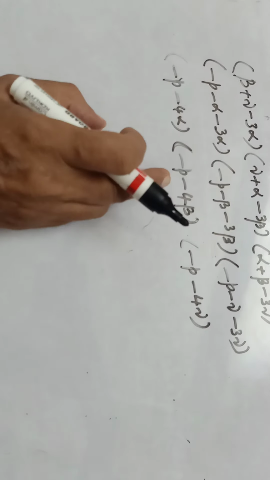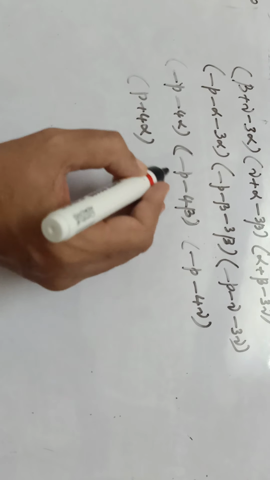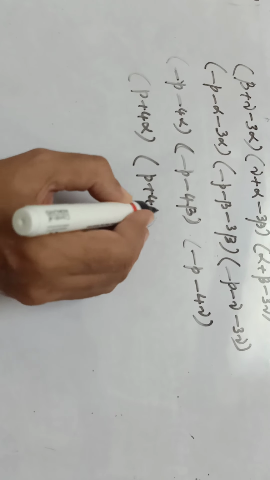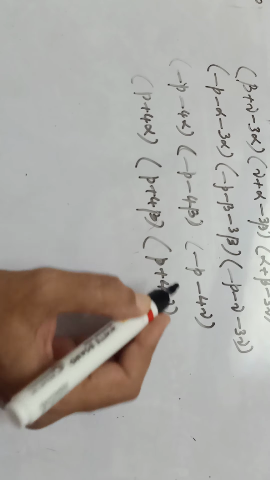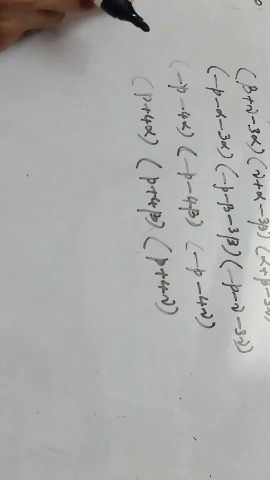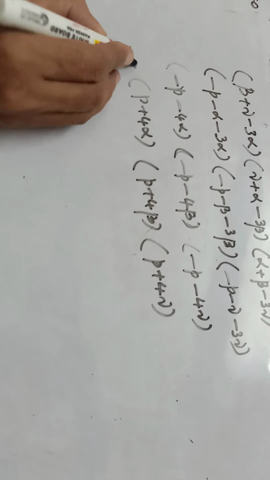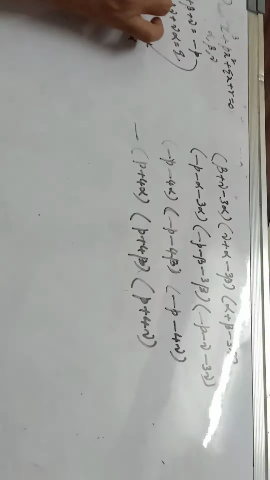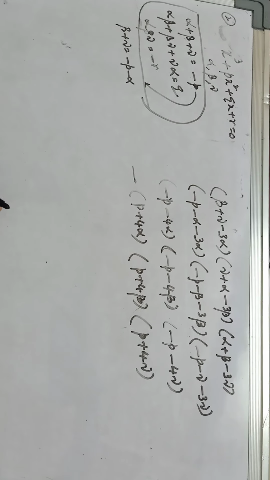Now from these three we can take out minus common. Here if you take minus common, it will become p plus 4 alpha. Here if you take minus common, p plus 4 beta. Here if you take minus common, you will get p plus 4 gamma. So three minuses are taken common here. Minus into minus into minus, that is minus again. So naturally that minus sign will come here. Now multiply these three and use these values. These are the values given to us, known to us. Using these values you can find this value easily.